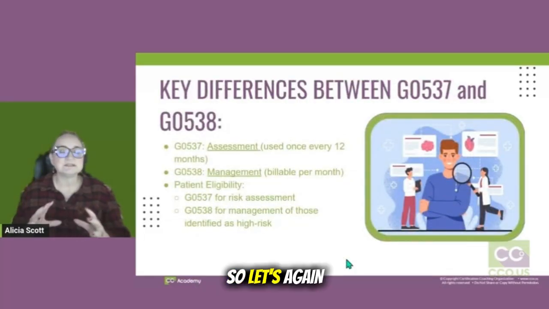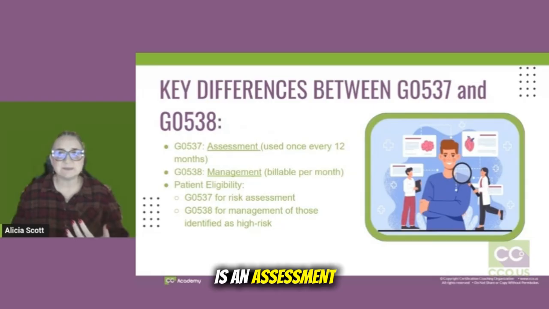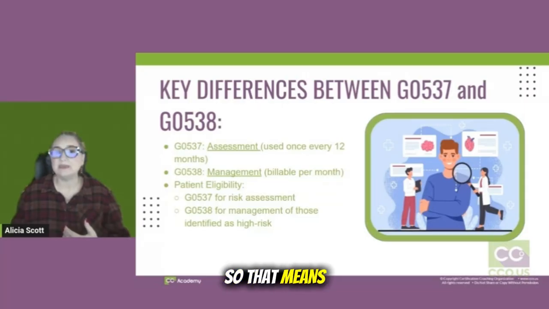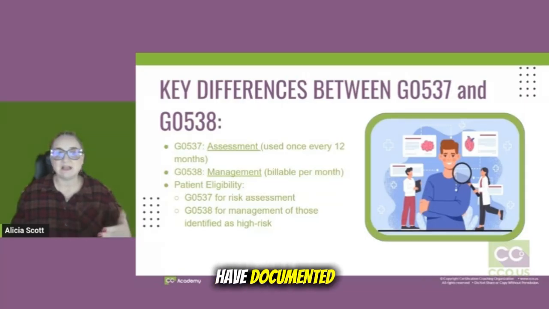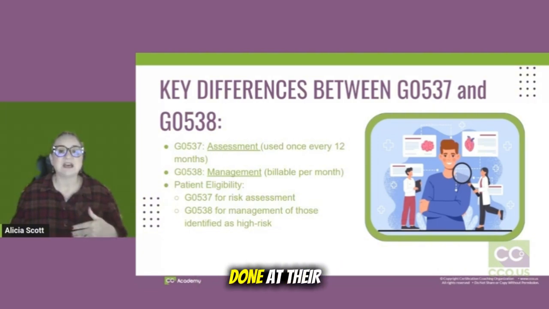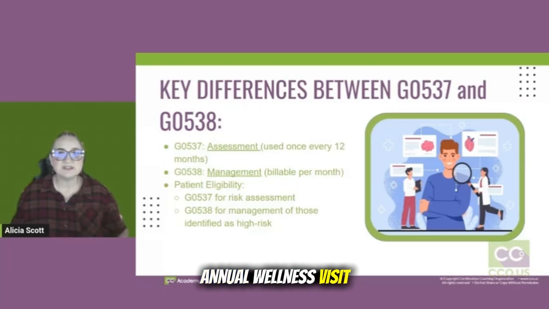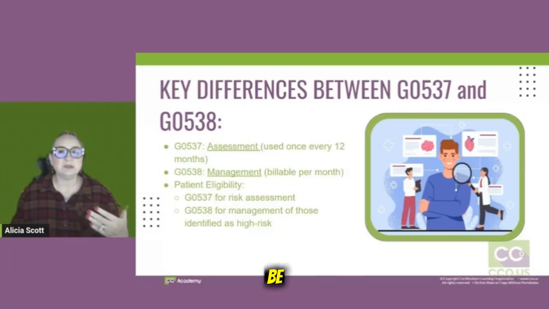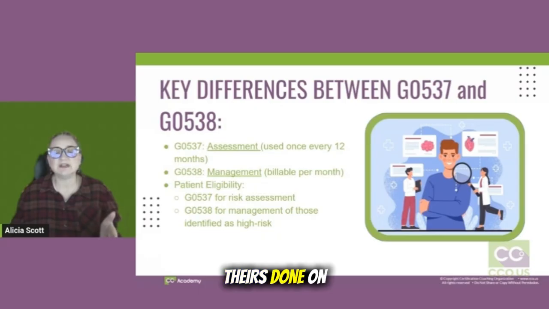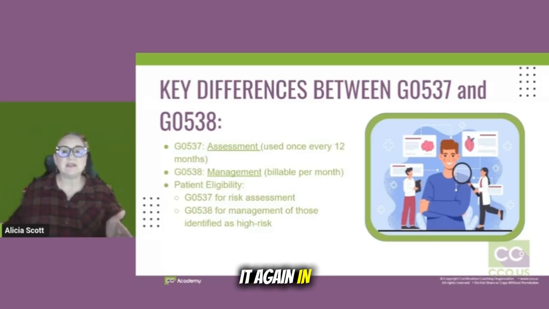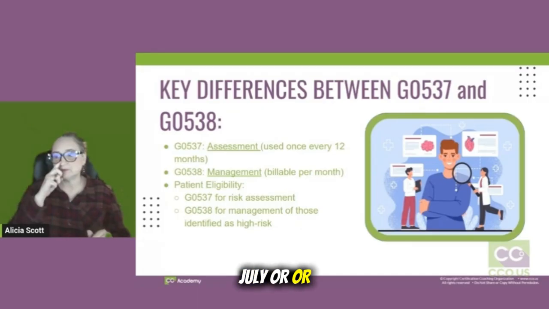So let's again look at it. One is an assessment, G0537. Remember that. You can only use it once every 12 months. So that means you have to have documented when the assessment was done. If it was done at their annual wellness visit, say they had theirs done on their birthday. So my birthday's in July. If I had an annual wellness visit in July, they could do it again in July or after that.